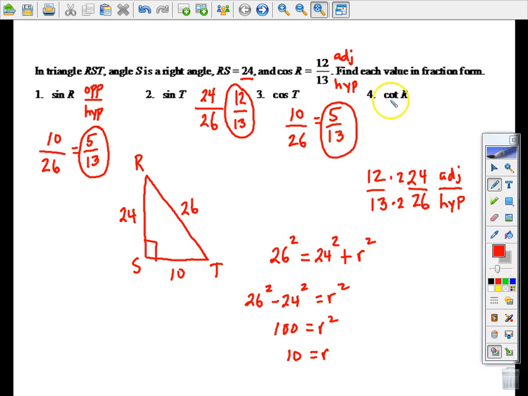And then finally, cotangent R. Okay, well, cotangent is just the inverse of tangent. And tangent, if you recall, is opposite over adjacent. So if we were doing tangent, we would have 10 over 24. But cotangent is the inverse of that. So it's adjacent over opposite, which means we're going to have 24 over 10, and reducing, dividing by 2, we get 12/5. So hopefully that gives you an explanation behind the answers for those first 4 problems.